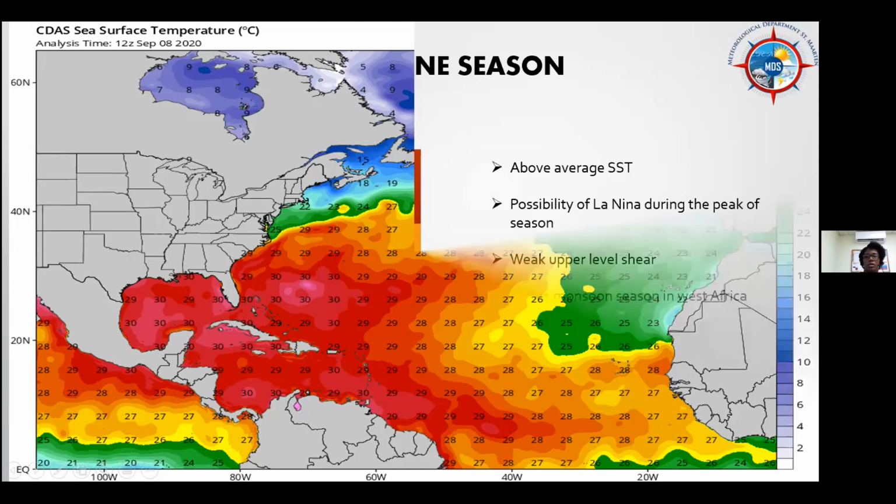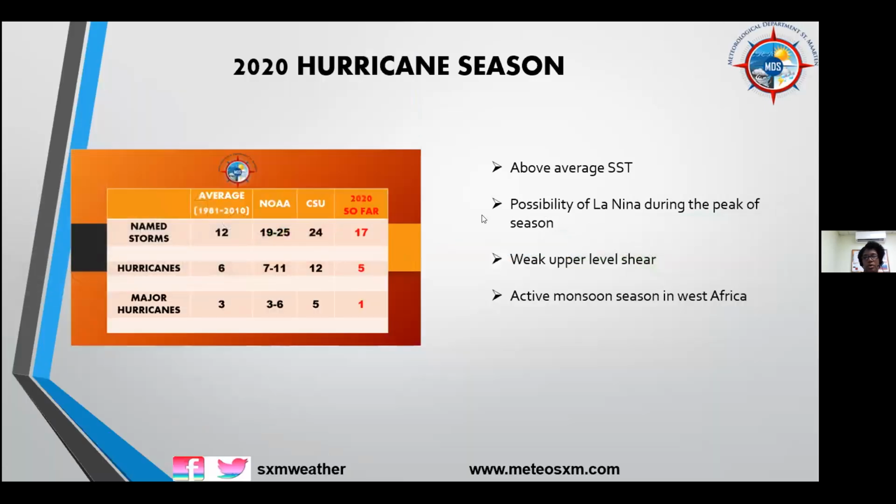The second one is because there is a possibility of La Nina occurring. La Nina is a whole topic by itself. I'll just try to breeze through it. La Nina enhances storm development in the Atlantic. You have the cooling of the sea surface temperature over in the Pacific, and the opposite happens for us.